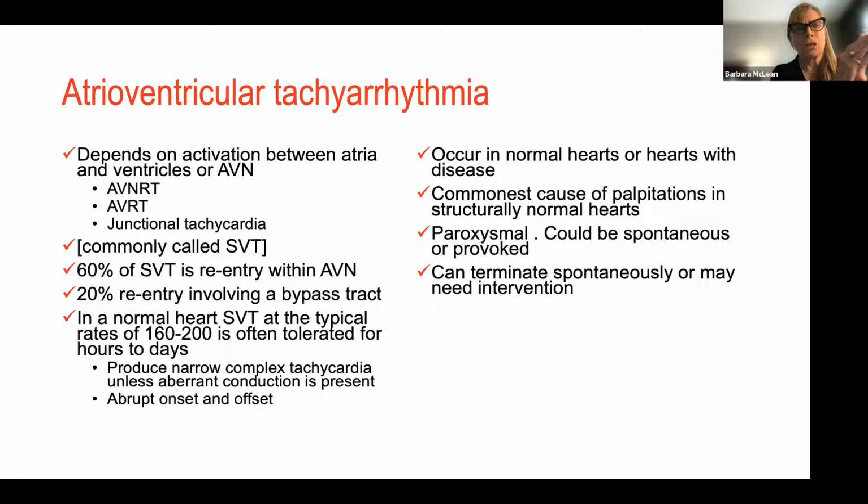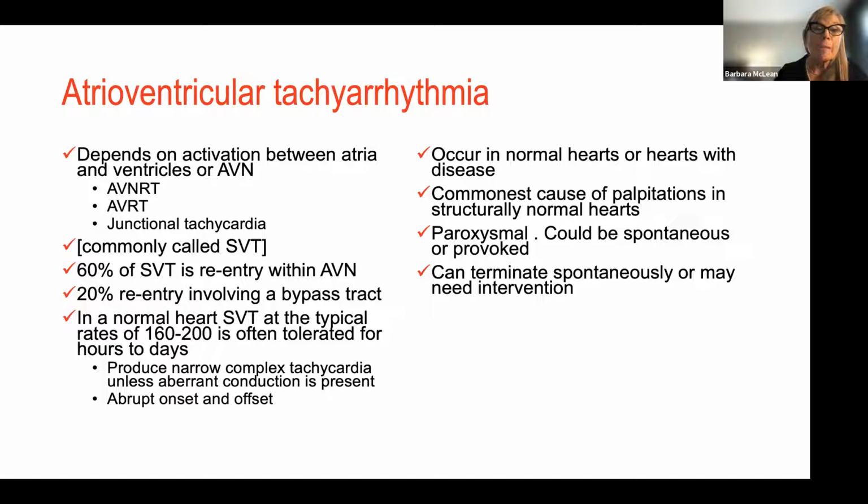But I want to also really focus on what it is we call SVT. So we're going to call a flutter SVT when you have rapid conduction. We're going to call AV nodal reentry SVT, and that's a nodal reentry pathway, and an AV reentry, which is an accessory pathway. All of those things, and junctional tachycardia as well, if we can't differentiate them, we put them into a big bucket called SVT, okay?